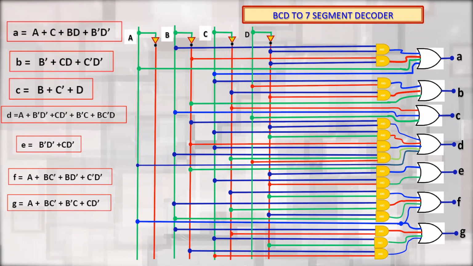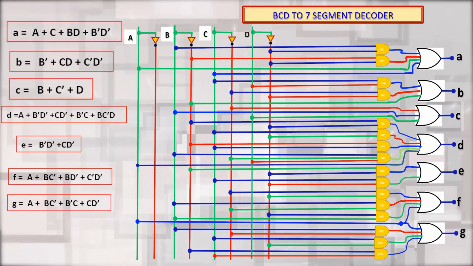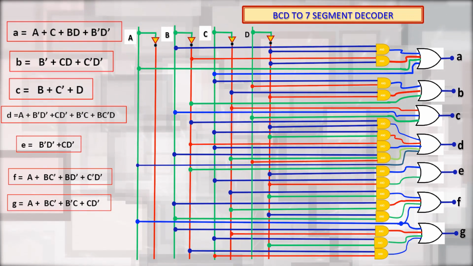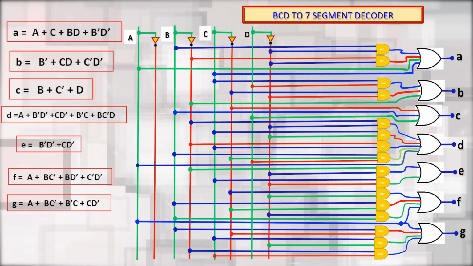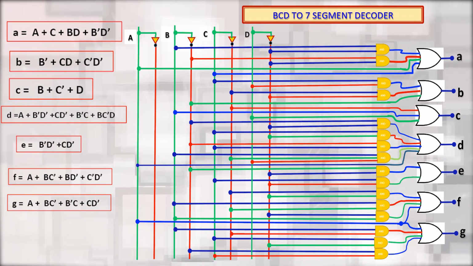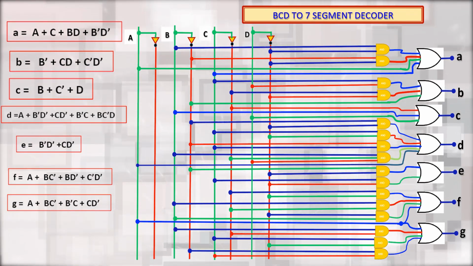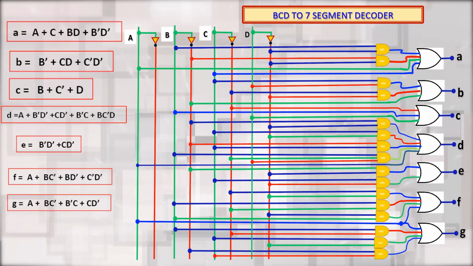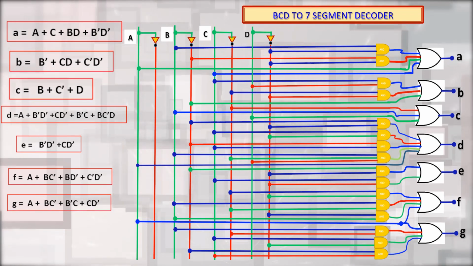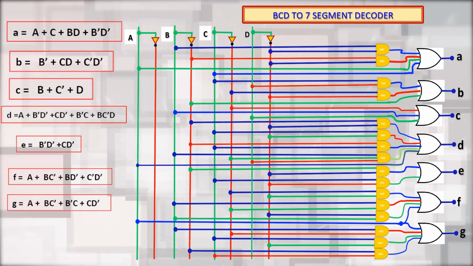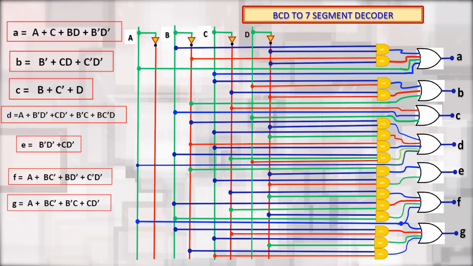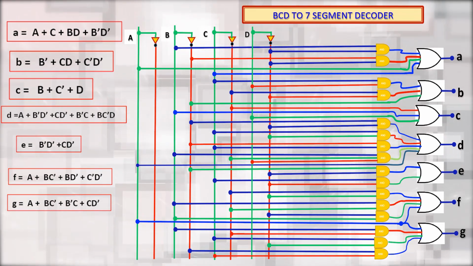So, for realization of segment D, we actually need an OR gate of 5 inputs, and to these 5 inputs we will be connecting these 5 terms, that is A, B bar D bar after AND gate, C D bar after AND gate, B bar C after AND gate, and B C bar D after AND gate. So, this way we will be able to realize the segment C.